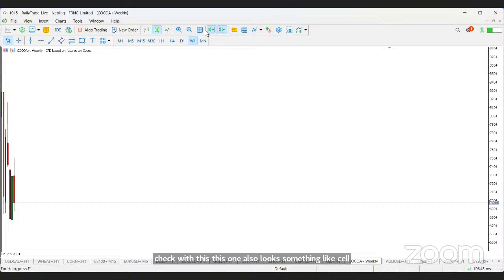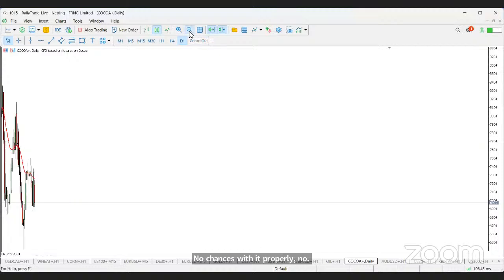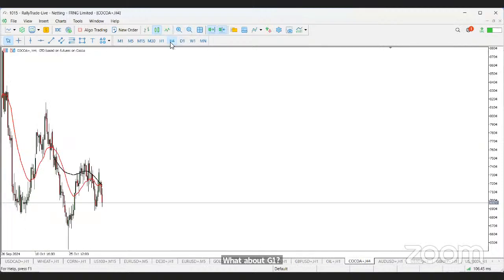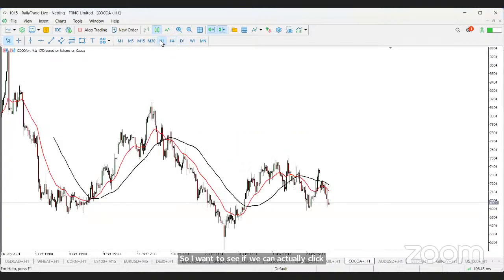I hope the chart is loaded properly. No. What about D1? Not even that one is loaded properly. I think I've not been opening this one for long. So I want to see if we can actually click on sell or buy. But this one looks like sell.